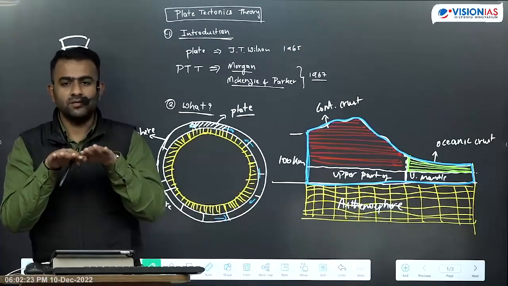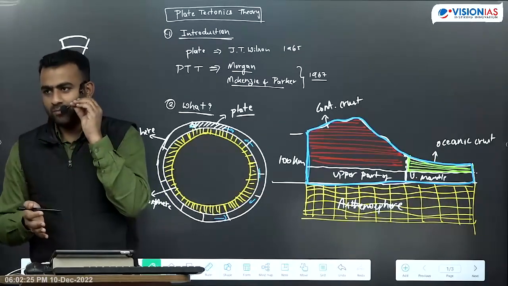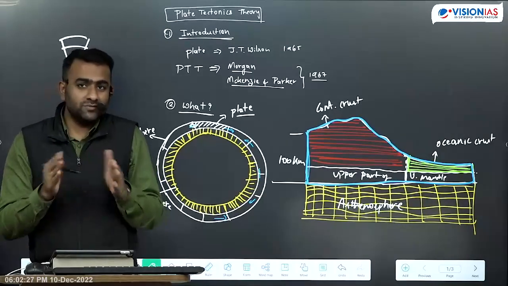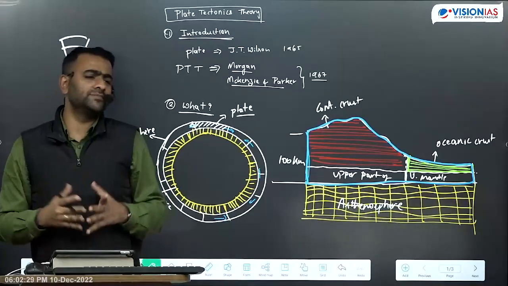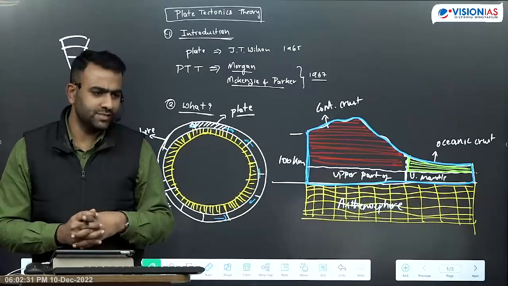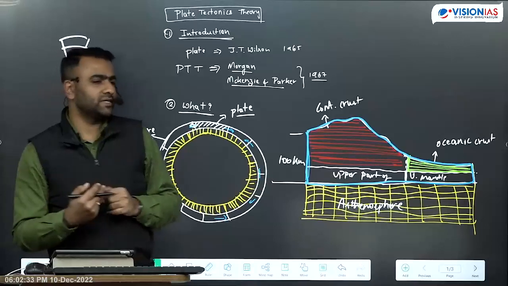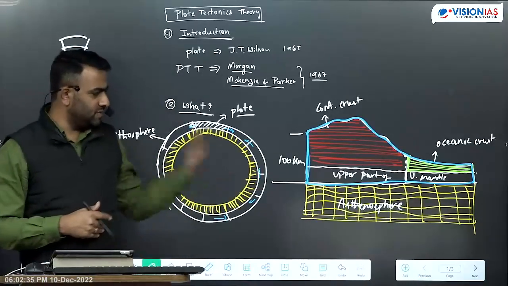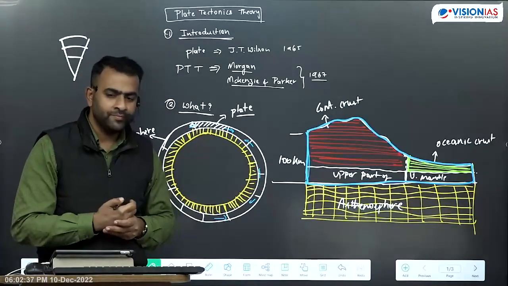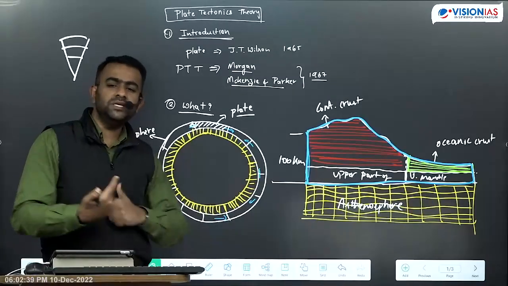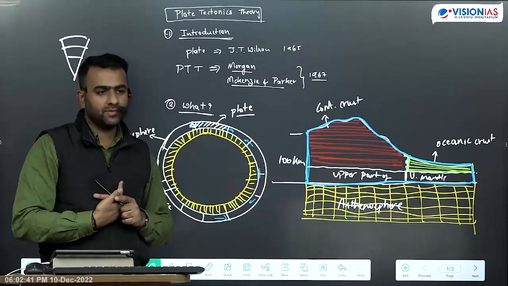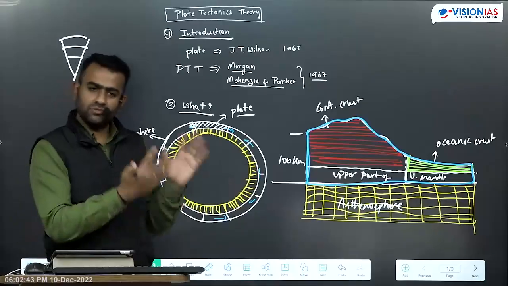So these are the different types of plate movements. Because of these different plate movements, we have different types of plate interactions, and each of the interactions explains many of the things which we will discuss in a very detailed manner. So what exactly happens in each of the interactions? That we will discuss. That is also part of plate tectonics.